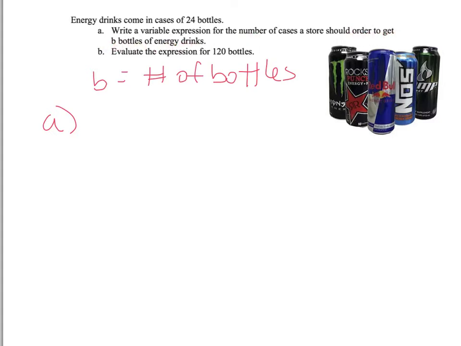So I would have to ask myself, how would I get that number? Multiply, divide? I think I would divide in this case. I would take the number of bottles, B, and divide it by the number of bottles per case, which is 24. And this should tell me how many cases I need to order. So in this case, B over 24 is my variable expression.